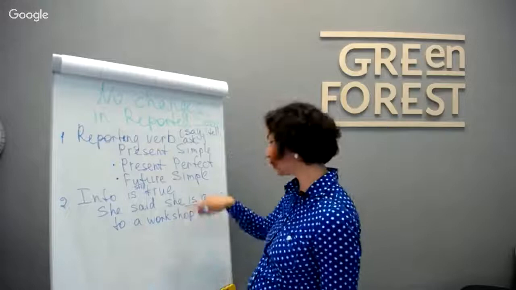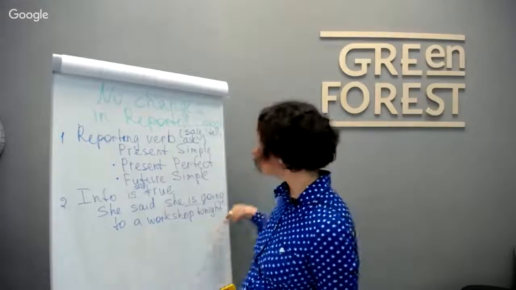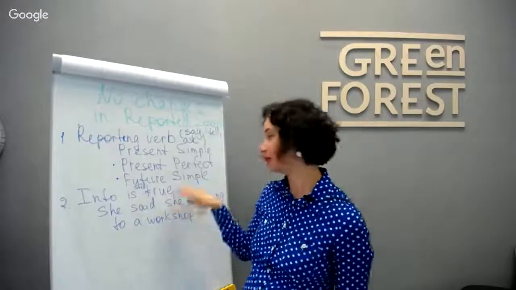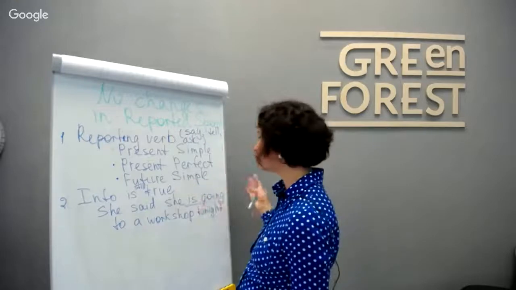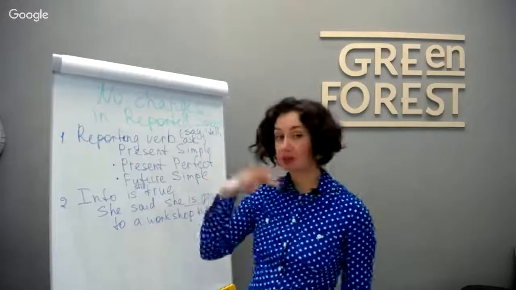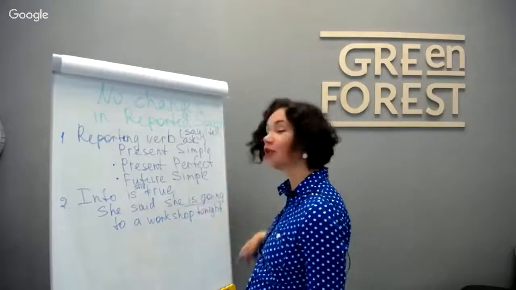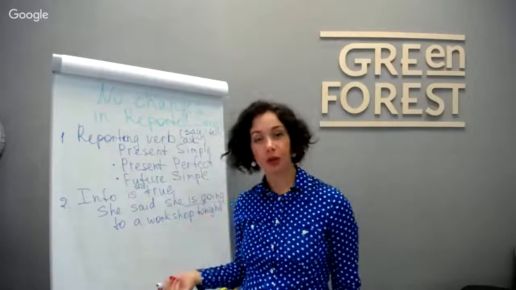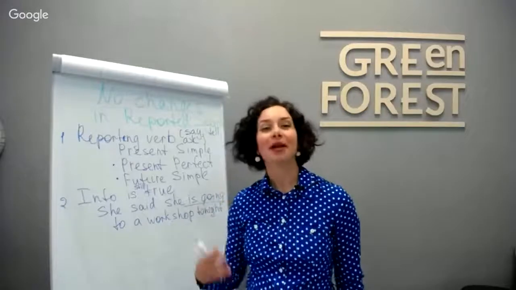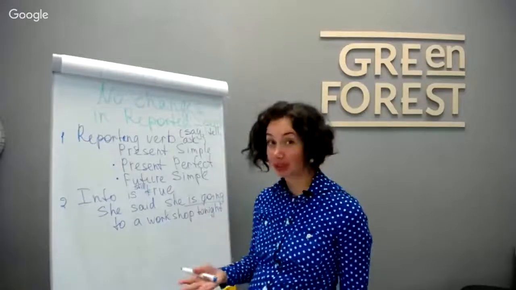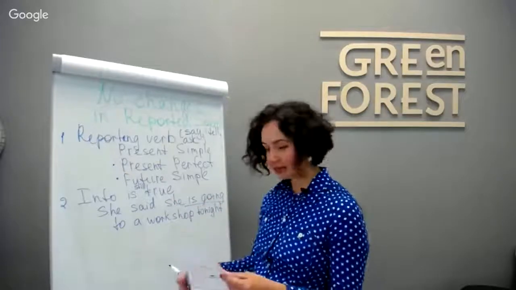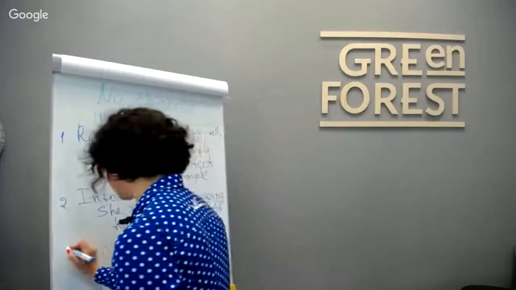And if you report the same sentence tomorrow, this information will not be true anymore because it was in the past. I mean, it's not like a fact, but it's not relevant anymore. And in this case, you can say that she said to me yesterday that she was going to the workshop that night. In this case, you follow our rules. But if this information is still true, it's still going to happen in the future or in present, then we don't use any changes.